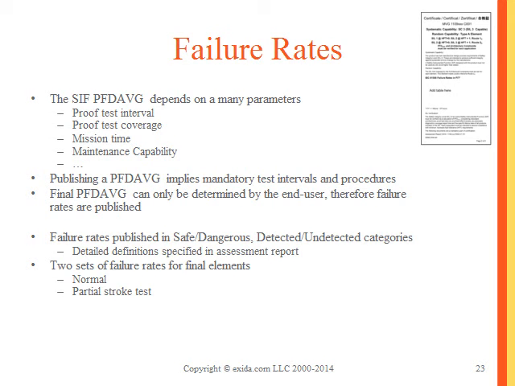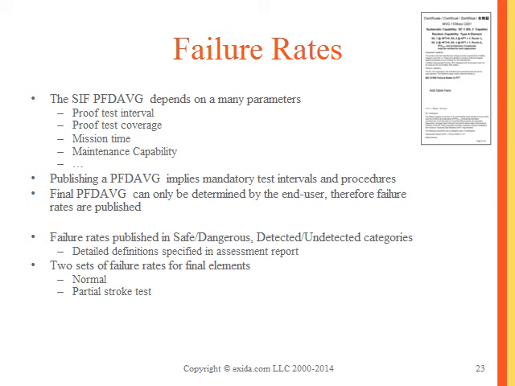And the failure rates that we publish are published in safe or dangerous and detected or undetected categories. The detailed definitions of these are documented in the assessment report. So if you go to our assessment reports, it will explain exactly what the safe state is, what the dangerous state is, and so on.